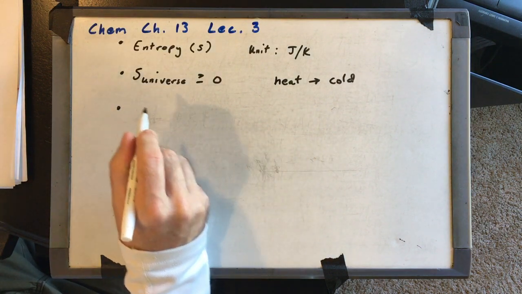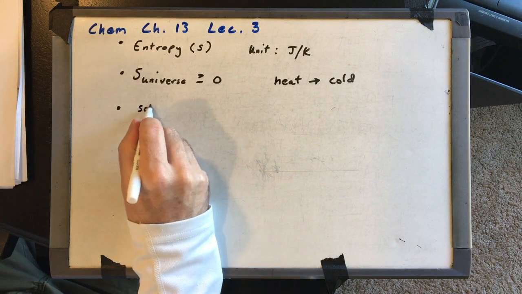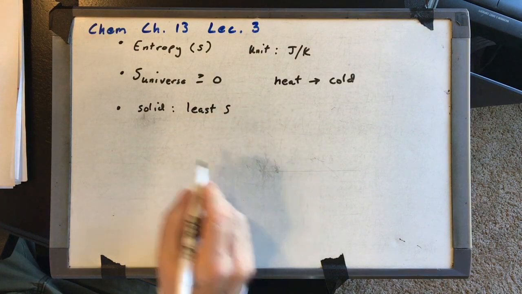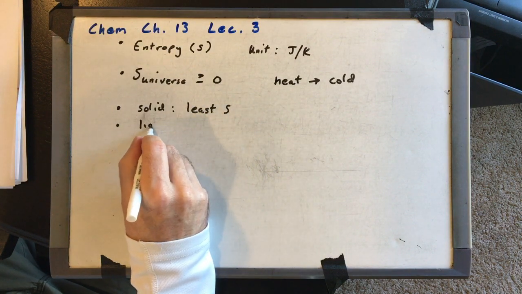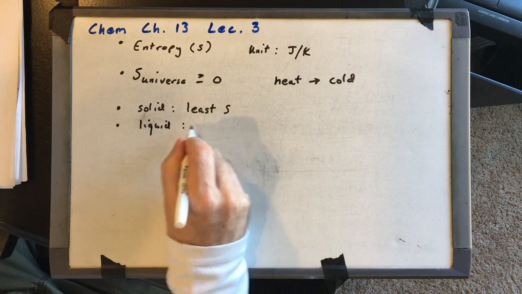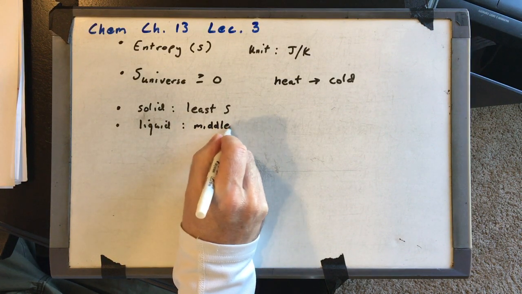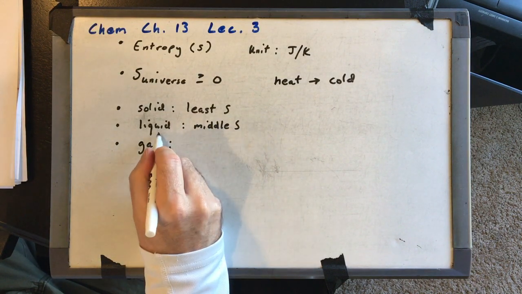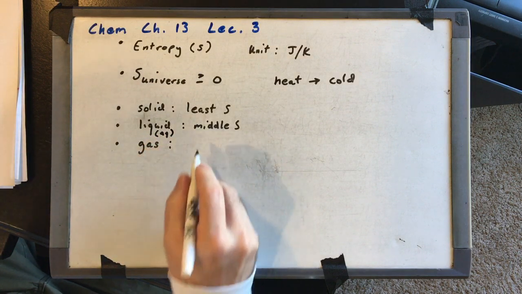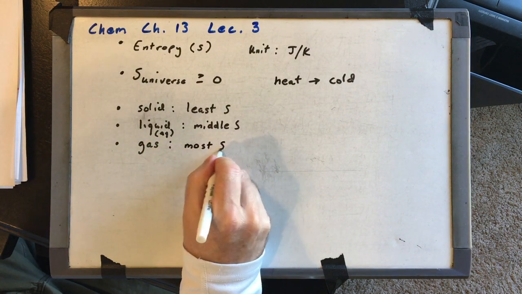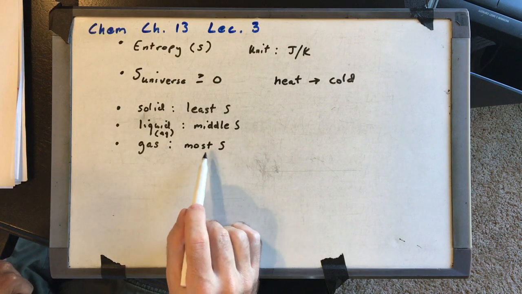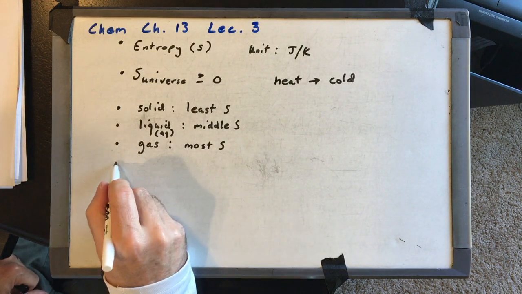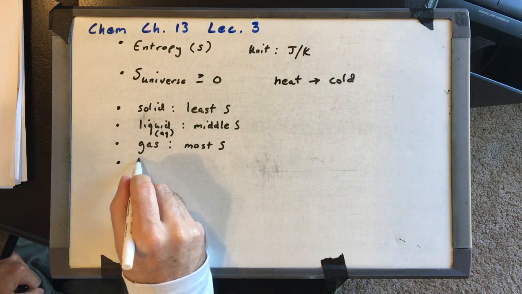So the next set of bullets, the solid phase has the least entropy. Liquid is in the middle. And then the gas phase, and liquid also aqueous. All right. Gas phase has the most entropy. So gas molecules are moving really fast, okay? More disorder.